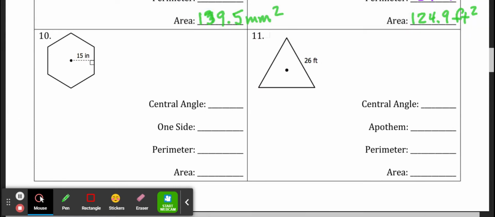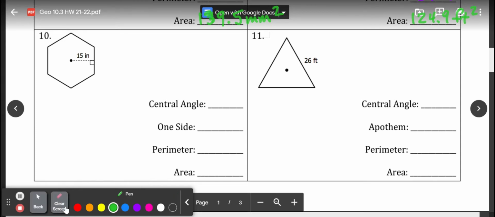So this is going to get a little bit harder, I think. Because we don't have the side. So we have the apothem, so I need to find a side first. And this one we don't have the apothem. So let's do the central angle first. How do we do the central angle? What color do we use? I'm just going to do green. So 360. In this case, we're going to divide by 6. So that will give me, I believe that's going to be 60. So central angle 60. Over here is going to be 360 divided by 3, which is 120.